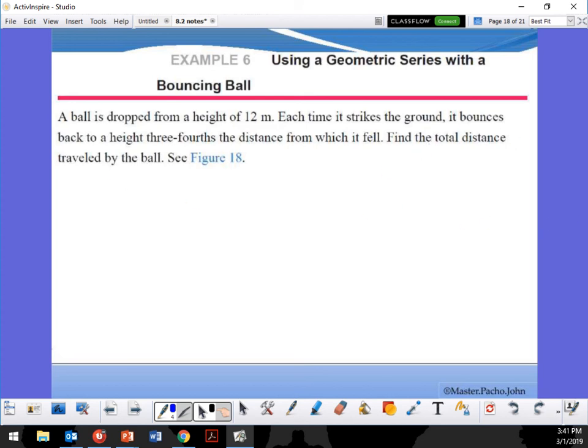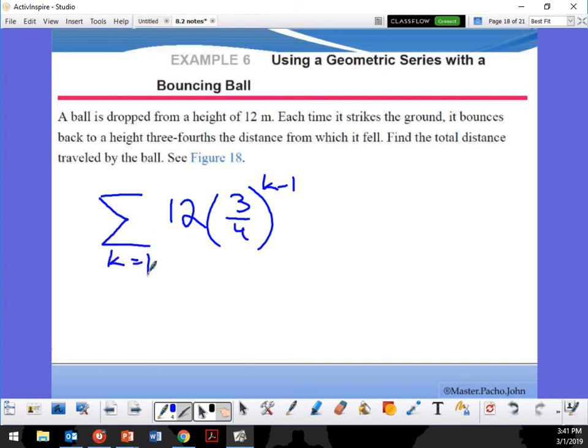Okay, so what is A? What is my initial going to be? 12. Okay. What is the R going to be? 3/4. And then k minus 1. Okay, so if we're doing this in terms of n, this is basically the sum as k equals 1 as this goes to infinity, of this one right here. So as we plug it in, this would go in here.